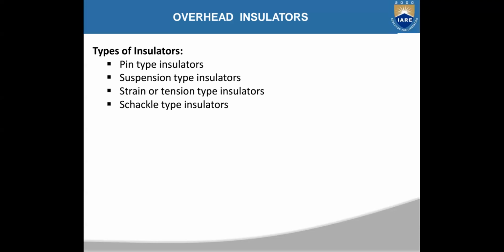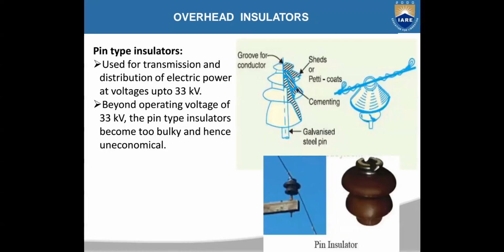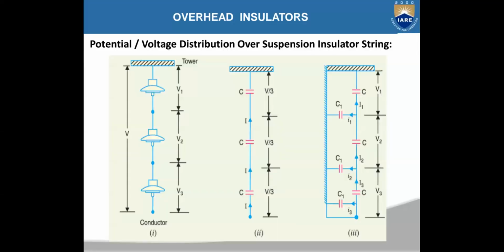Okay, and this cycle type insulators can be connected directly to the pole, or it can be connected to the cross arm. If you're having any doubts, you can ask me now. So these are the different types of insulators. Now here, what is the potential or voltage distribution over the suspension insulator string?